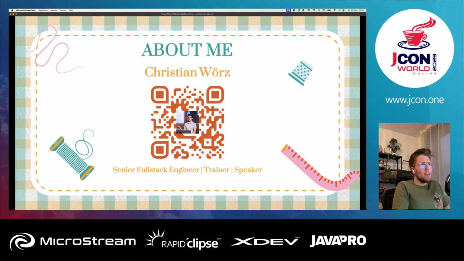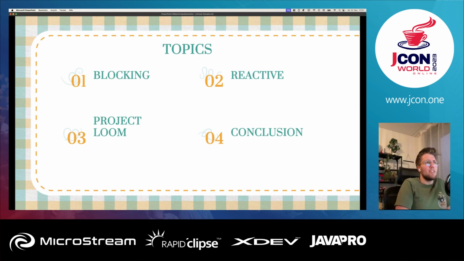So the topics I will show you today are four little building blocks. We will start with an empty Spring Boot application. We will then create a blocking application. We'll then change it to reactive, and we'll then change it again to work with Project Loom. And at the end, we will see a small conclusion.